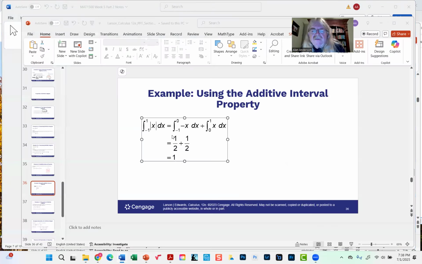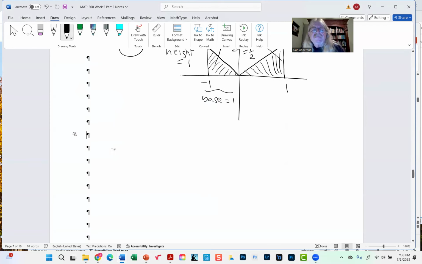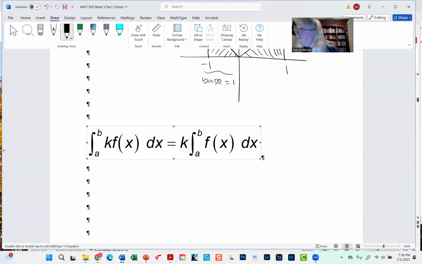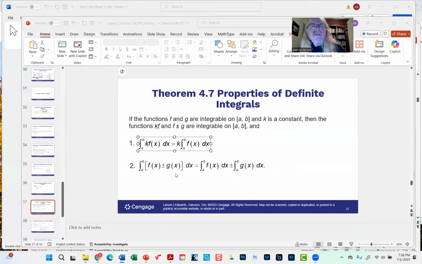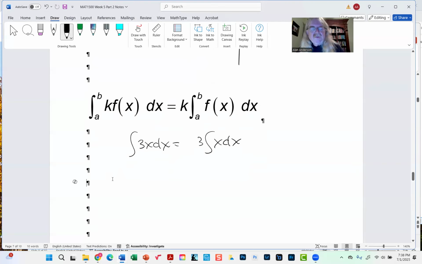All right, what else do they have for us? Oh, some more general rules. This one just reminds us that you can factor out a constant. That was true for the indefinite integrals as well. You might remember, for example, that's all that it means. And then we can add and subtract. That was also true with indefinite integrals.